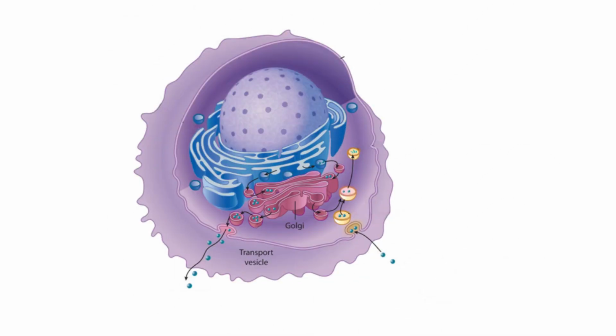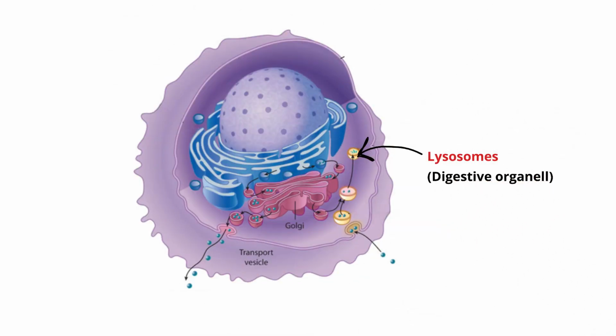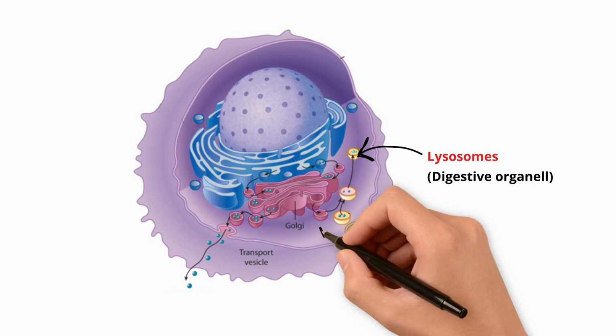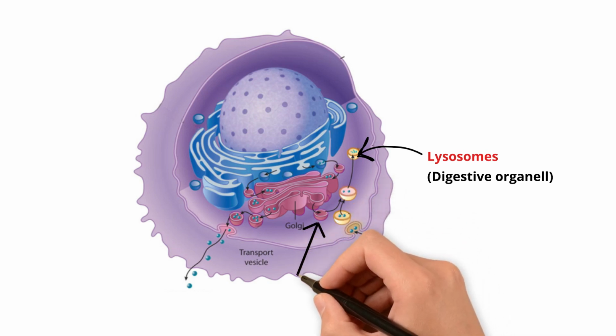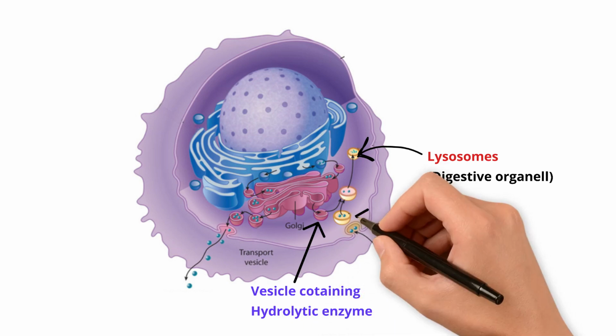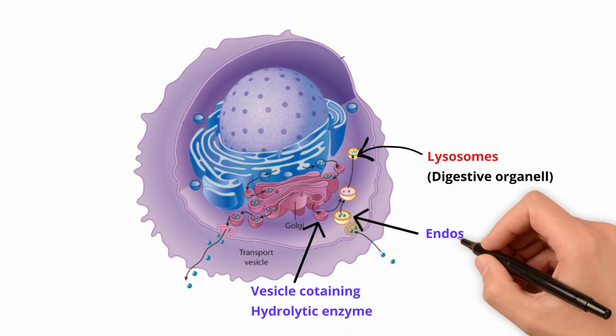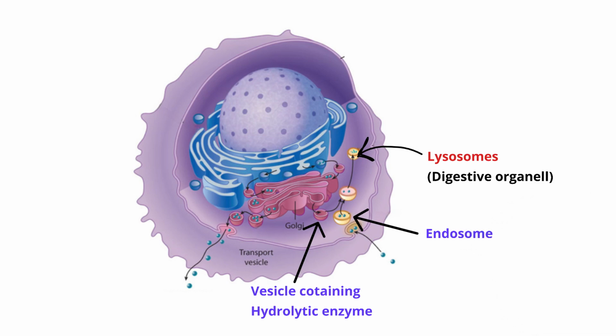The third type of vesicle involves the formation of lysosomes, which are intracellular digestive organelles. The Golgi helps in creating lysosomes by packaging hydrolytic enzymes into secretory vesicles. These vesicles then fuse with endosomes, membrane-bound vesicles formed during endocytosis. The fusion of these vesicles creates the lysosome, which plays a crucial role in breaking down waste materials and cellular debris.